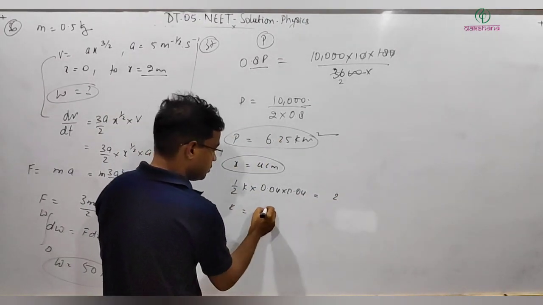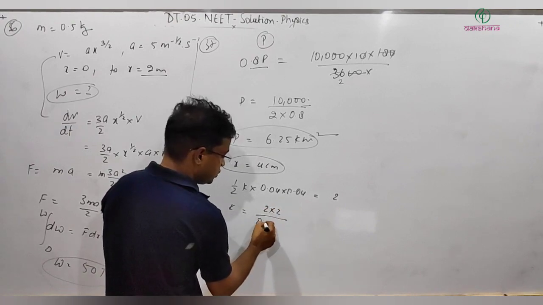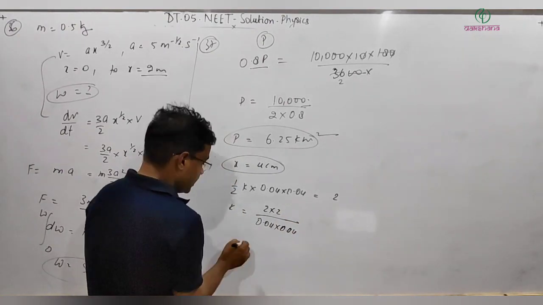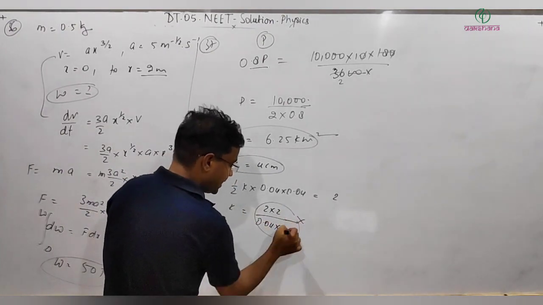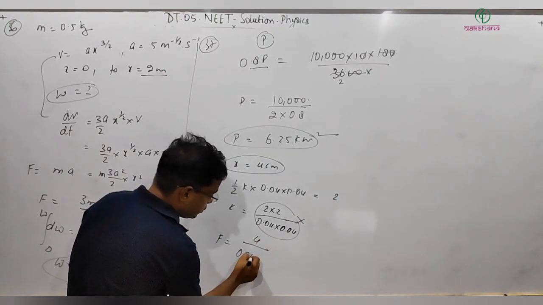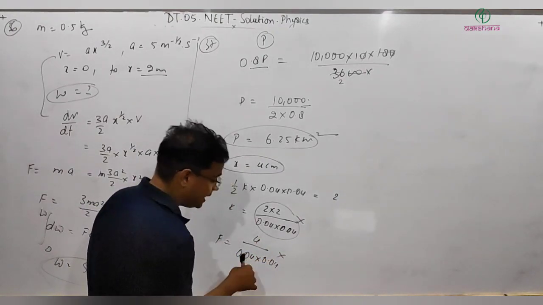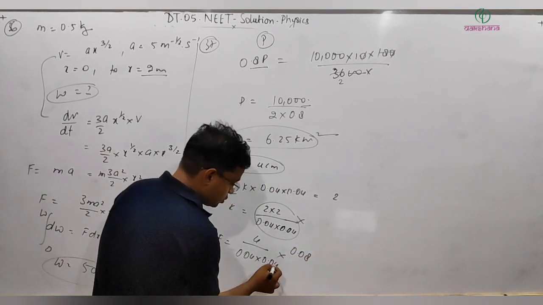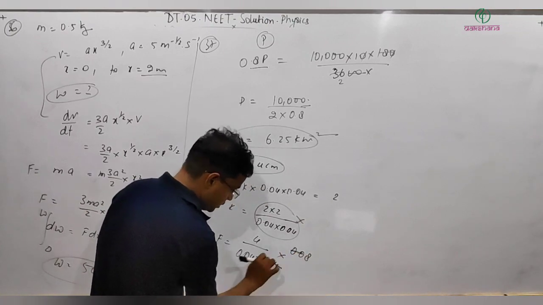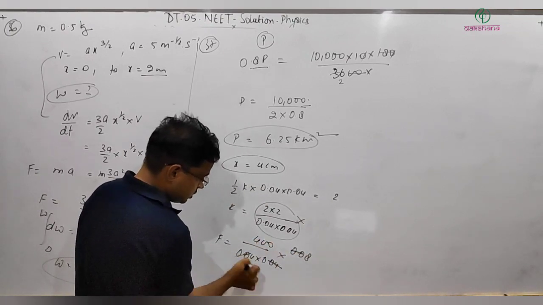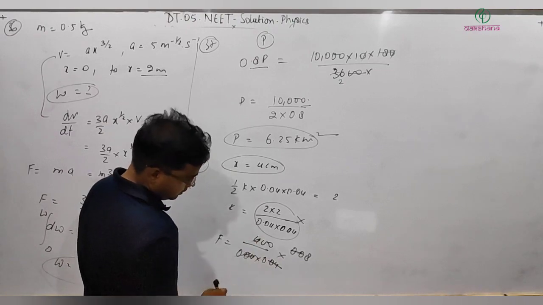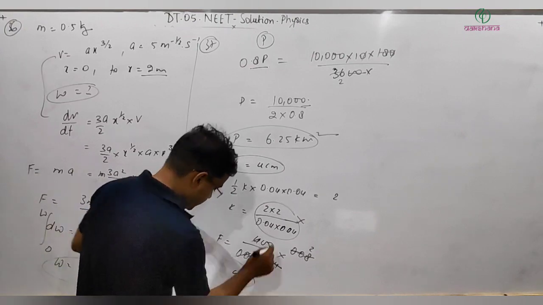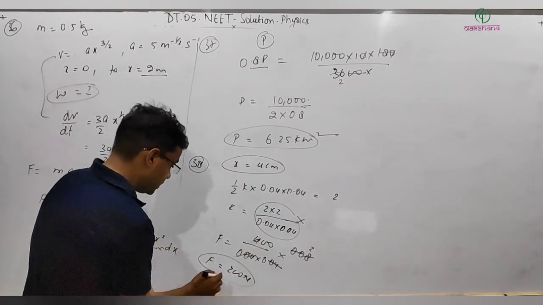This implies k is equal to 2 multiplied by 2 divided by 0.04 into 0.04. This is k. Then force is equal to this k into x. So this is 4 divided by 0.04 into 0.04 multiplied by the extension, which is how much, 8 centimeters. So that means 0.08. So these decimals, the zeros, are all gone, and we are getting force equal to 200 Newton. That should be the answer, matching with option third.